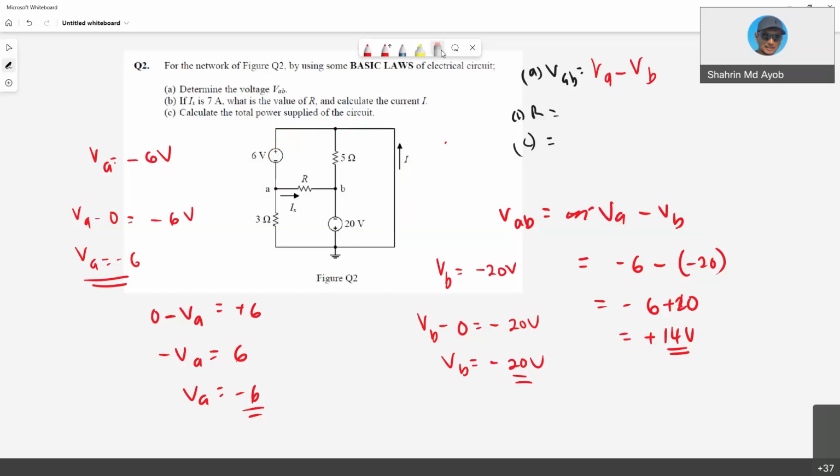If Ix is 7 amperes and the flow direction is from node A to node B, calculate the value of the resistor and calculate the value of the current.